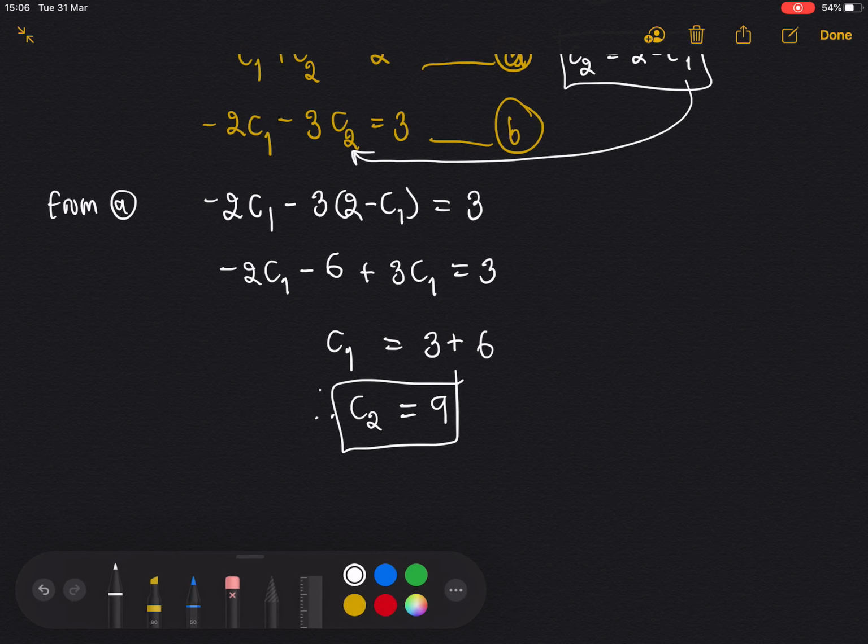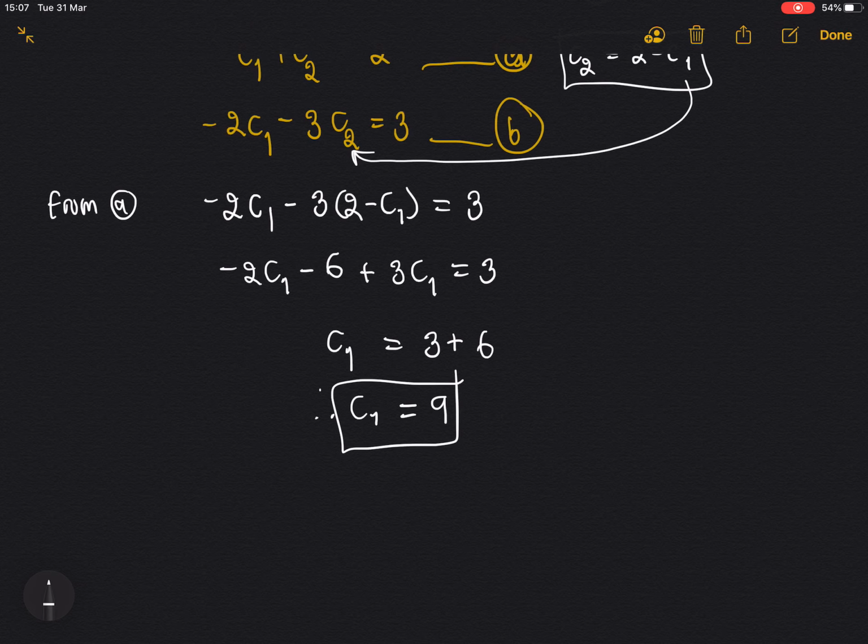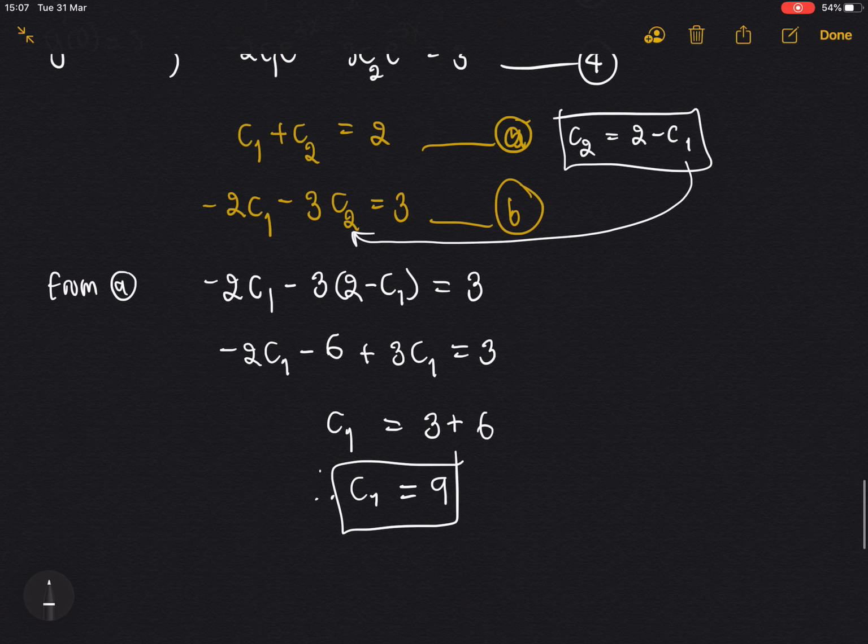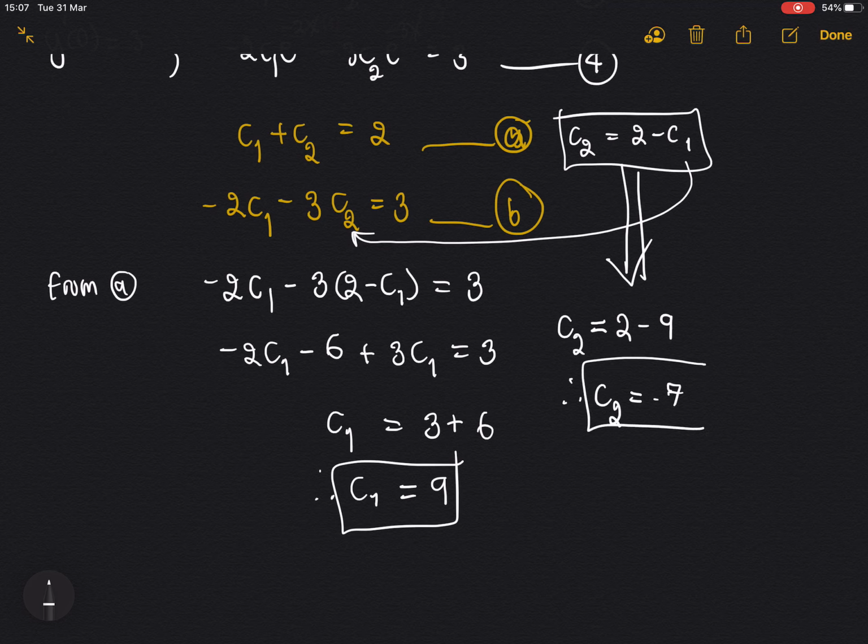Oh, sorry, right, this one should be c1. Sorry for the mistakes. And then we know that c1 is equivalent to 9. Therefore, based on these conditions, we can determine c2. So c2 is equivalent to 2 minus c1, where c1 is 9. Therefore, our c2 is equivalent to minus 7.